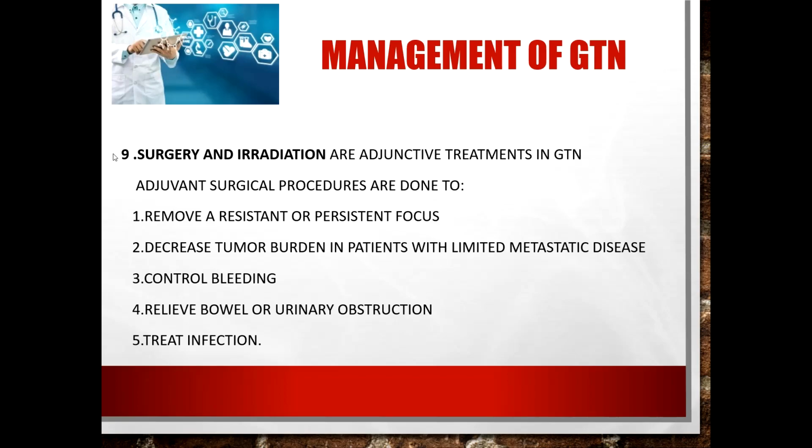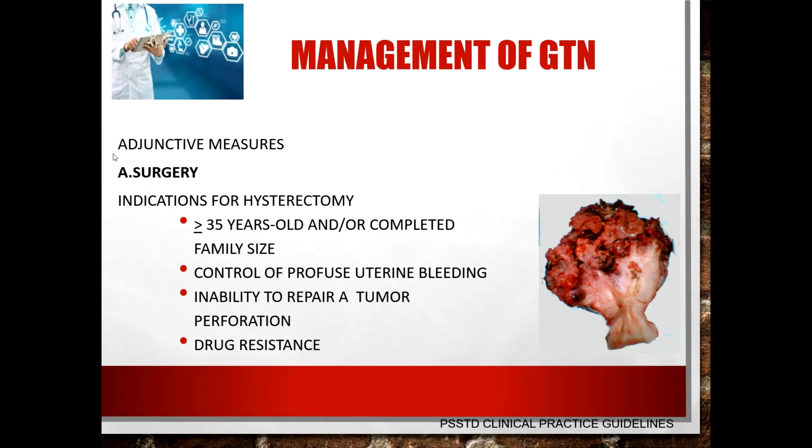Hysterectomy can be done as an adjunct to chemotherapy. So it may be done for women more than 35 years old and or with completed family size, for control of profuse uterine bleeding, if there is inability to repair a tumor perforation, or when there is drug resistance.